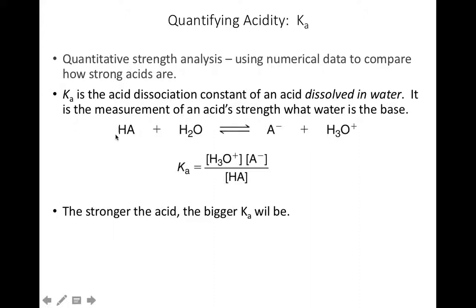So, if you remember from general chemistry, this is sort of a general acid-base reaction where we have our acid, it's donating a proton to water to form the conjugate base and the hydronium ion. And the equilibrium expression for this reaction has H3O+ and A-, the product concentrations, in the numerator, and the concentration of the acid in the denominator. And so the stronger the acid is, the more it will dissociate, and the bigger the Ka value will be.